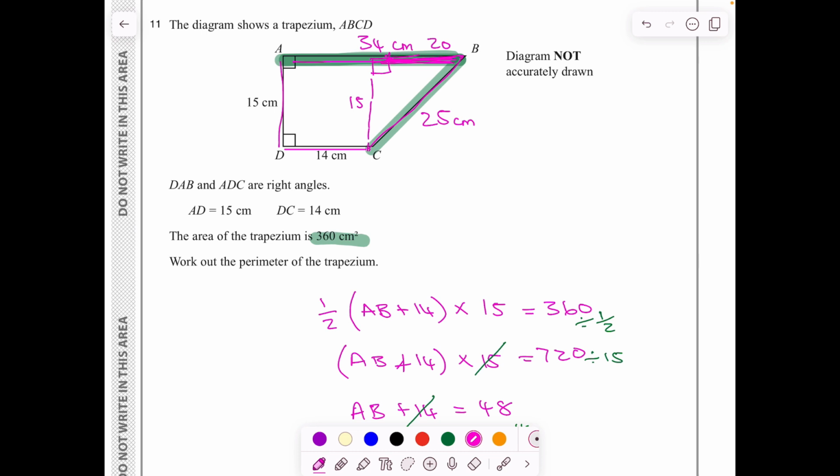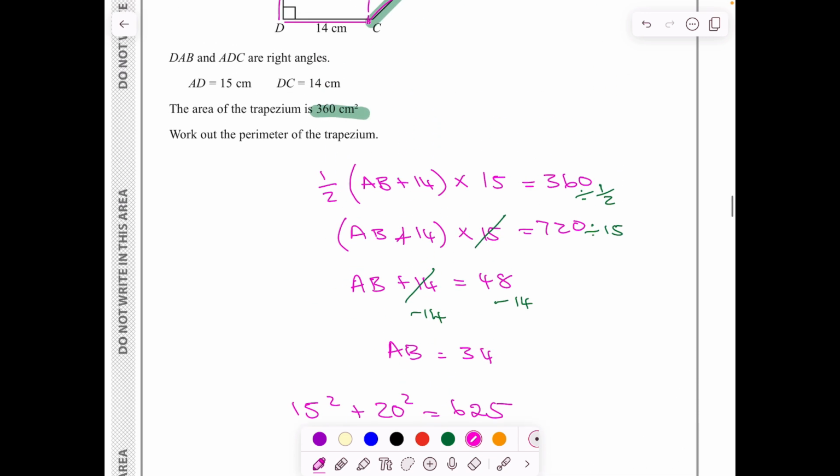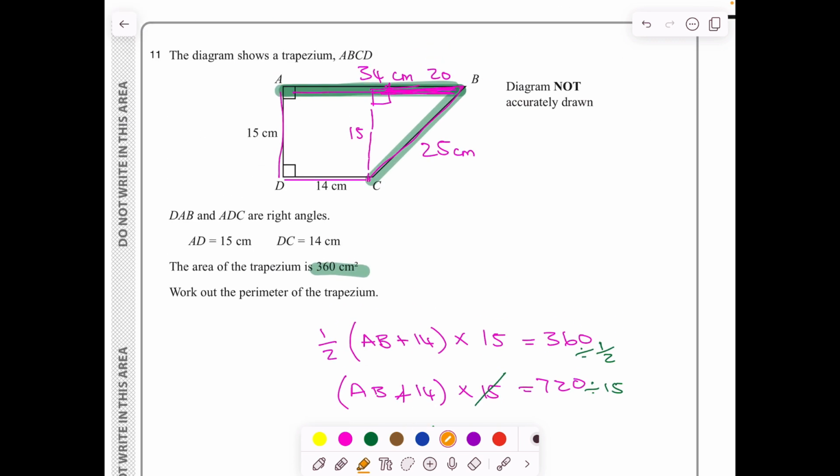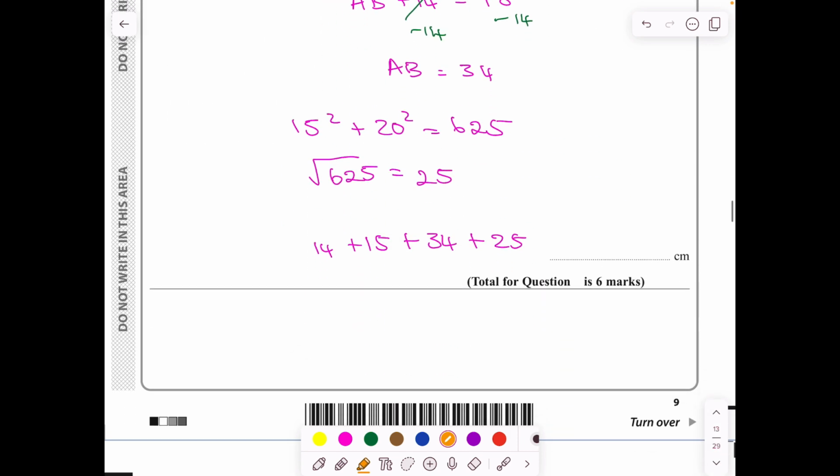I can now add all of that up. So I've got 14 plus 15 plus 34 plus 25. And this is for the perimeter. So remember, all I'm doing is adding the 14 plus the 15 plus the 34 all the way here plus the 25. And that adds up to 88 centimetres.